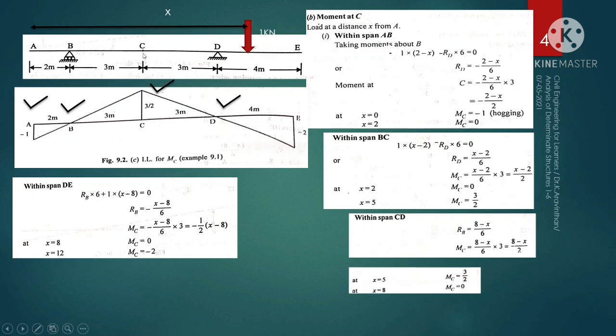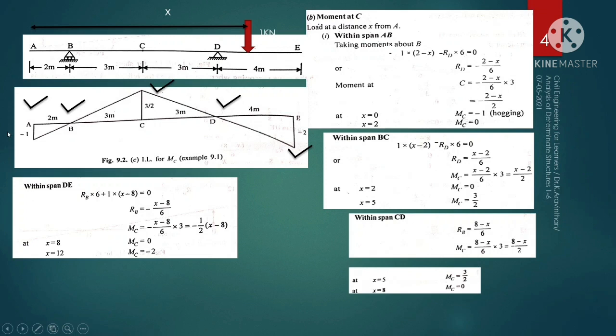So I have to substitute in the moment. How to find moment? The moment should be found out at point C. RB into distance is 3. So RB is known here, RB into 3. So this 2 will get cancelled and it will become 1 by 2. If I substitute 8 here, 8 minus 8 will be 0, hence the MC will be 0. And 12 minus 8 will be 4, 4 by 2 will be 2, and here you have minus sign, so that comes here. Now you found at the point E is minus 2.